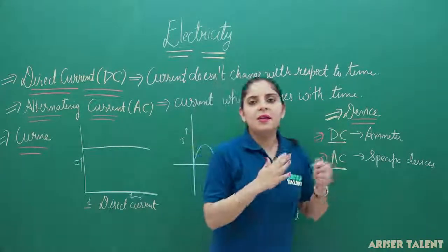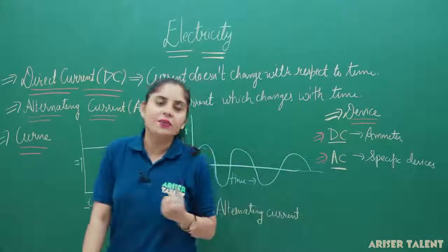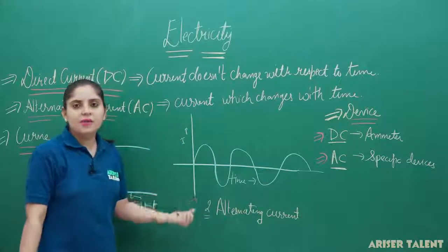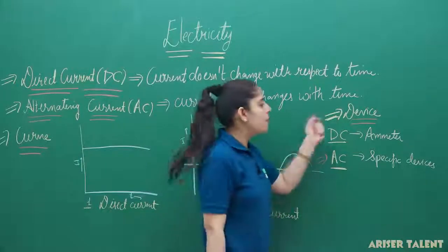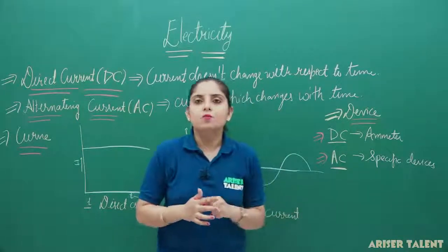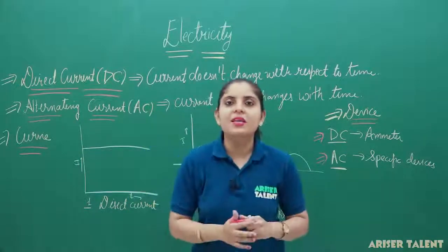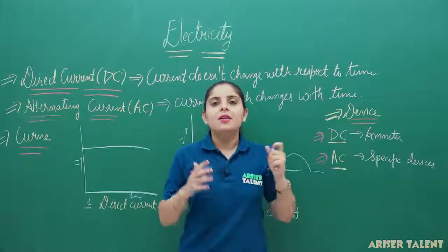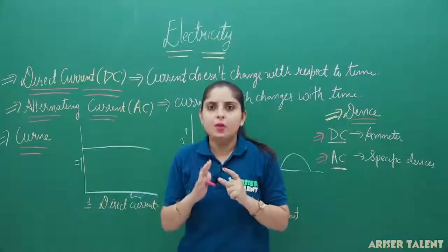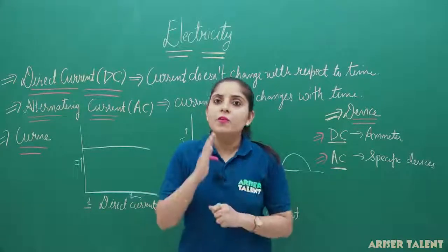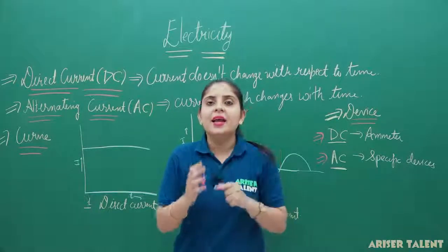One difference is their definition, another difference we have seen regarding their curve, which shows the variations with time, and the third difference is categorized on the basis of devices. Now, what is the fourth difference between AC and DC current? AC current is not easy to handle, and DC current is easy to handle. Now, what will be the fifth difference regarding AC and DC current?